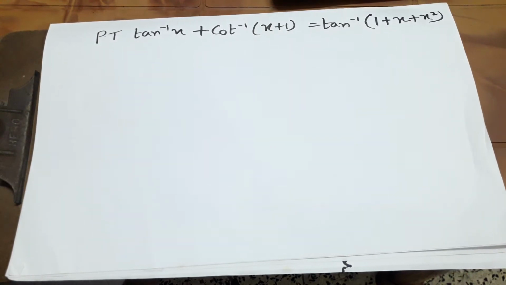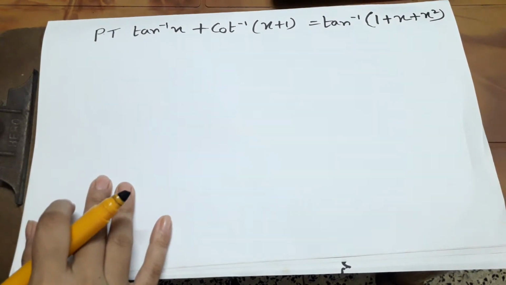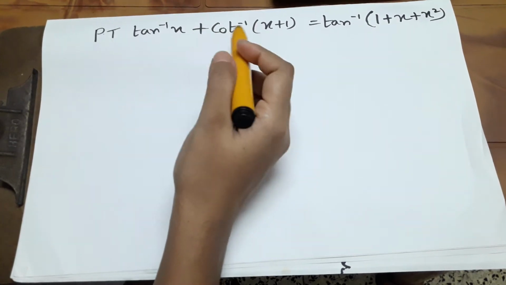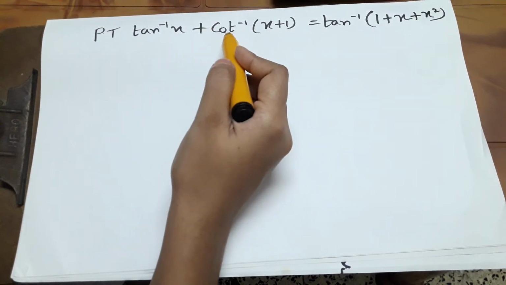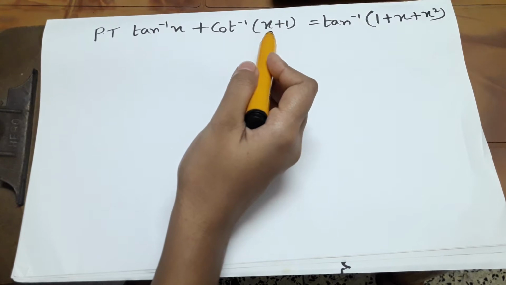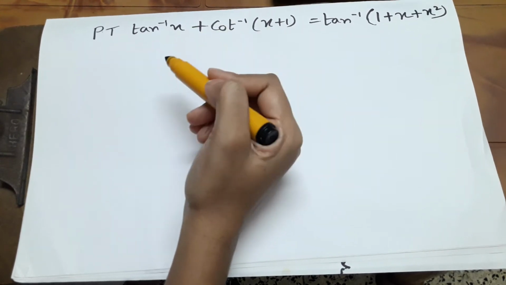So the next sum is: prove that tan inverse x plus cot inverse x plus 1 equals tan inverse 1 plus x square. First I will convert from cot inverse to tan inverse. What is the reason for that? Because we know that there is a formula regarding tan inverse x plus tan inverse y, then I can apply the formula. That's why first I will change cot inverse to tan inverse.